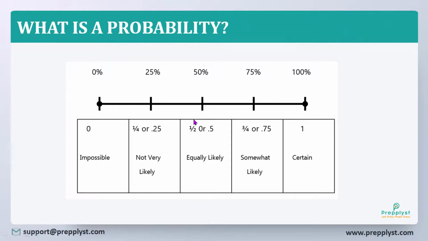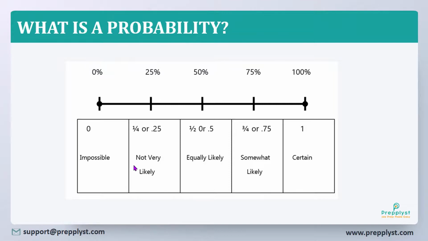Now, what is a probability? As I said, are you going to come to the office? No, not at all. That means the probability is 0 because it's an impossible event. It will not happen. But if I say maybe, it's less likely I will come. I will try. I'm not sure.